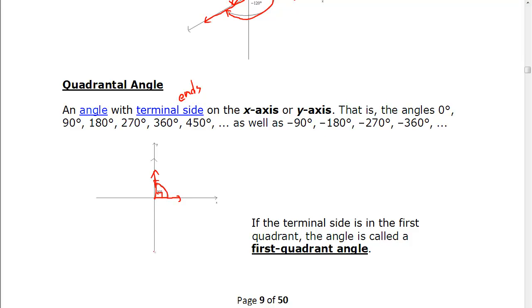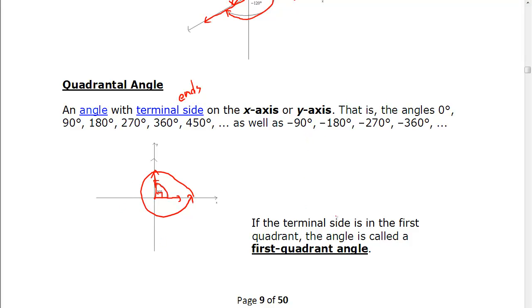If we end on negative y, so straight down, that's 270. 360 if we go from positive x all the way around back to the positive x-axis, that's 360. And if we keep going, we get to positive y again, that's 450, etc., etc. Or we can do all the same things except backwards and get negative 90, negative 120, etc.